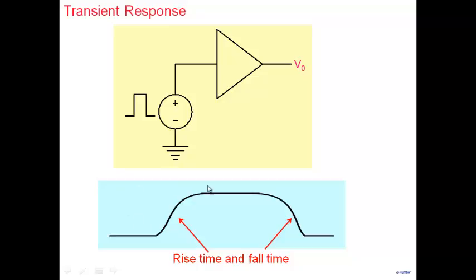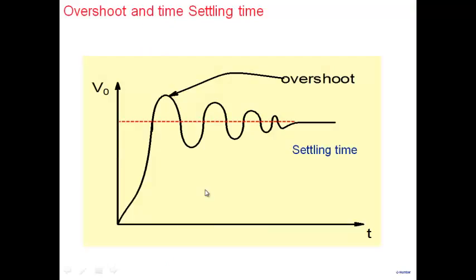Sometimes you don't see this simple behavior. You may see something of this kind. When you apply a step, the amplifier does not gradually go to its final value. It shows this ringing behavior. It overshoots and then gradually settles down. So in those cases, besides rise time and fall time, it's also important to know how much the overshoot is. This is the steady state value. You would like to know what percentage the overshoot is as compared to the steady state value. So overshoot becomes an important parameter of the amplifier as well.